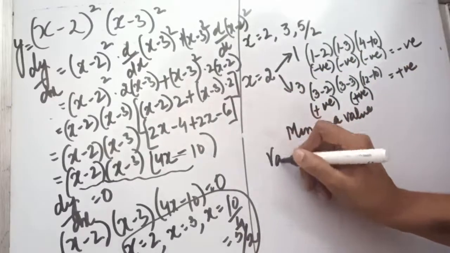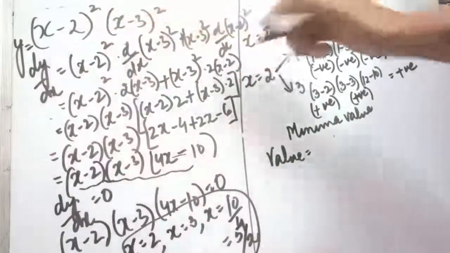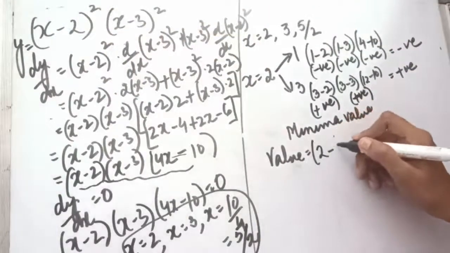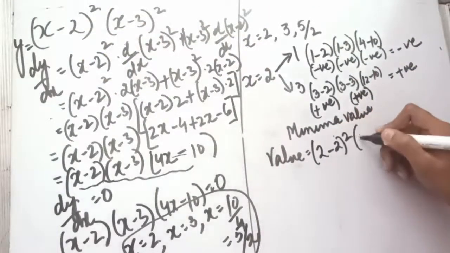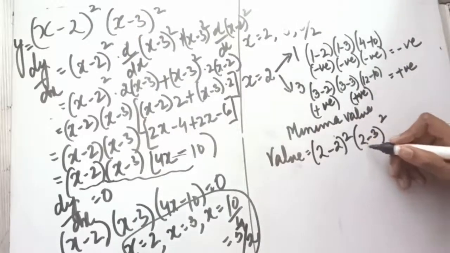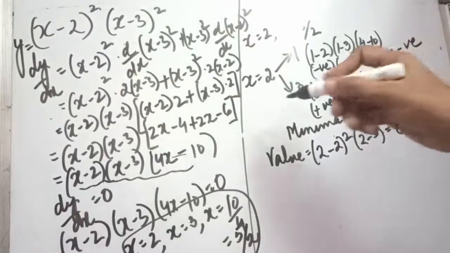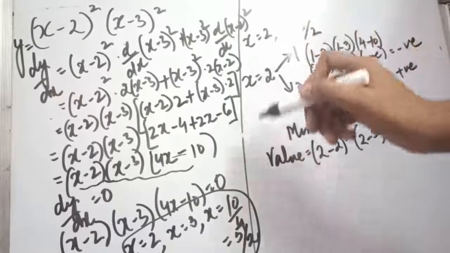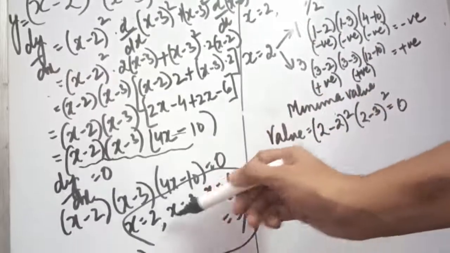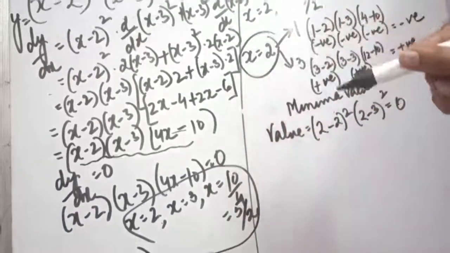Now how that value is calculated? In the same way that we have seen, we will put this value in our x, that is 2: minus 2 square into 2 minus 3 square. So it will be 0 multiplied by this, again it will be showing you 0. So this we have done for the first value. We have got three values, 2, 3 and 5 by 2. This we have done for the first value.